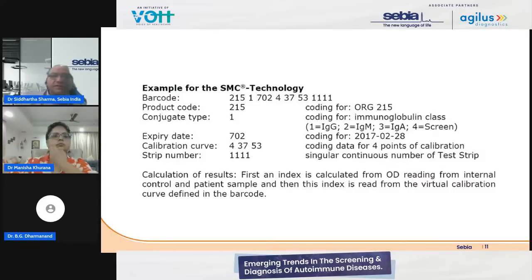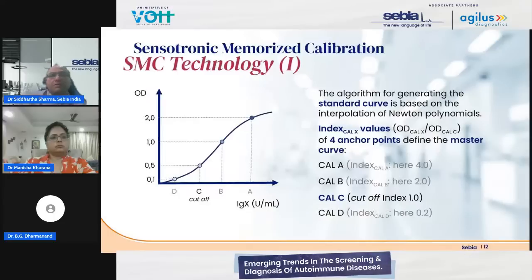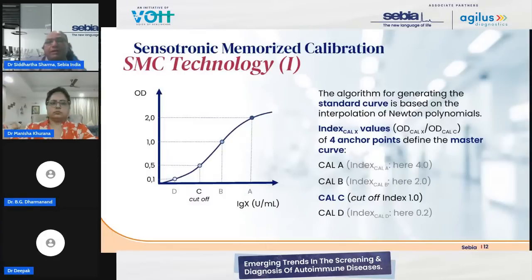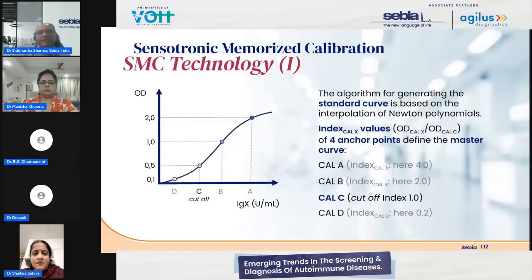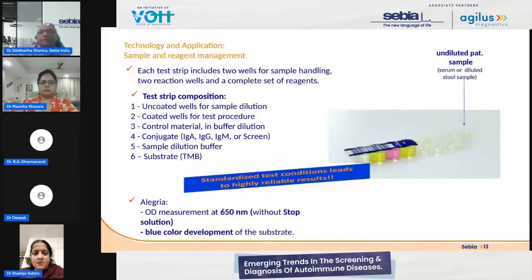The calculation of the results is done from the OD of the internal control, which is present on the strip, and the patient sample. Then the index is calculated from this OD, and this index value is read from the virtual calibration curve defined in the barcode. As I told you, the SMC technology has a 4-point calibration curve. The standard curve is a polynomial curve with 4-point calibration. The index value generated from the control and the sample is read as per the curve generated in the instrument. This is how the testing is done, and I have already talked about this.